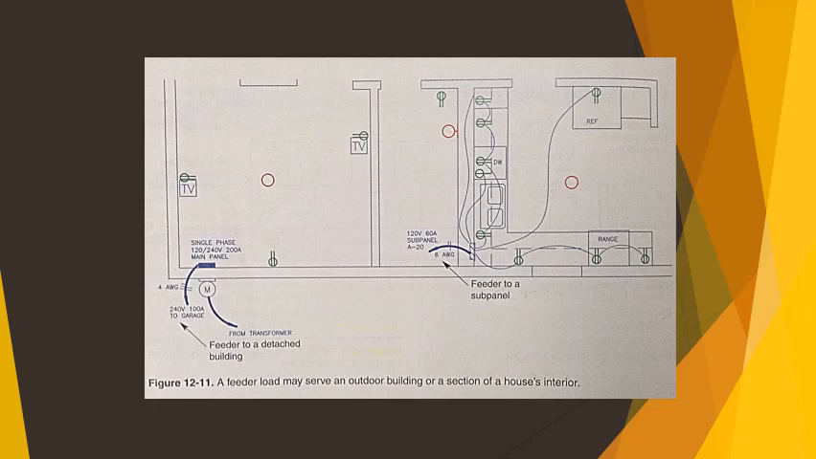Non-coincident loads. There are loads that will not be operated at the same time. These are called non-coincident loads. An example is the load created when an air conditioner or furnace is running. These two units would never be on at the same time. In this situation, you would calculate the load to be the higher of the two, not both.